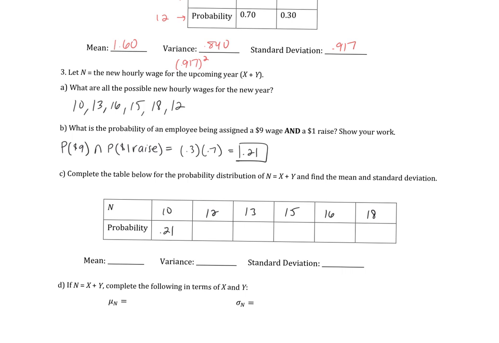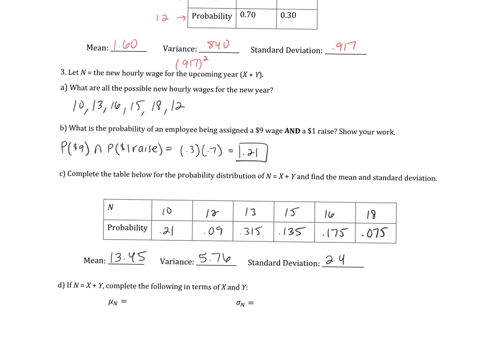$12 is a $9 wage and a $3 raise, which is 0.09. And I'm going to give you guys a second to just complete this table as follows. As soon as you complete the table, take a second to find the mean, variance, and standard deviation using your calculator. If you need to, pause the video, do the work, and see if you got it correct.